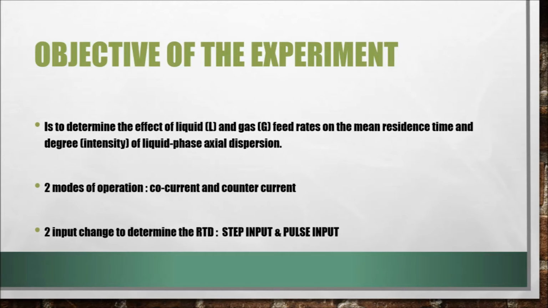Next, we move on to the objective of the experiment. The objective of this experiment is to investigate the effect of liquid and gas feed rate on the mean residence time and degree intensity of liquid phase axial dispersion. There are two modes of operation used in this experiment, the co-current and also the counter-current. The input change has been introduced in this system in order to determine the residence time distribution. It is the step input and also the pulse input injection.